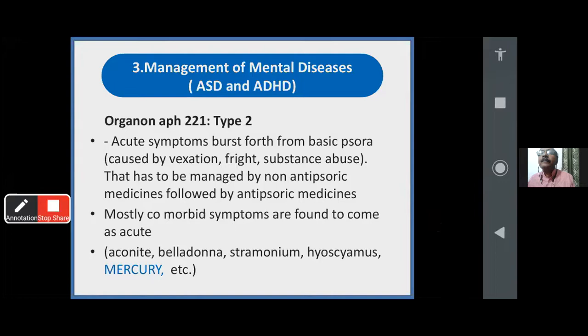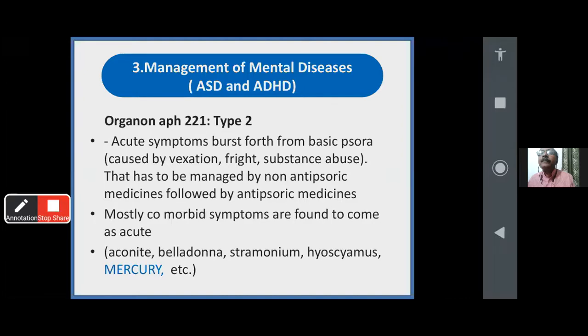You can see acute symptoms burst forth from the basic psora. That's what is told in type 2. There is a basic psoric symptom, but there is a sudden bursting out of a mania due to some vexation, fright, or substance abuse, alcohol, spirituous liquors. That has to be managed by non-psoric medicines. And again after that, Hahnemann says you can use some medicines.